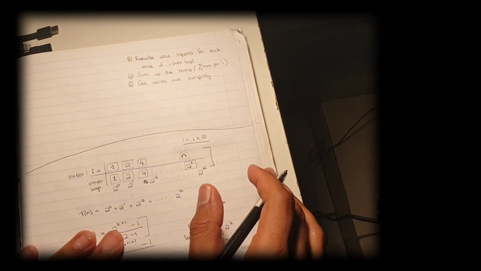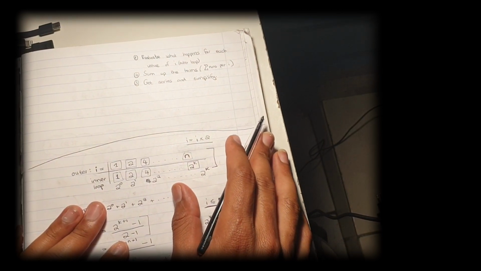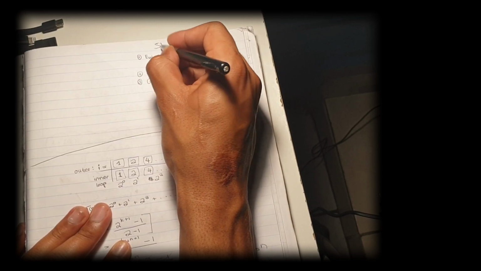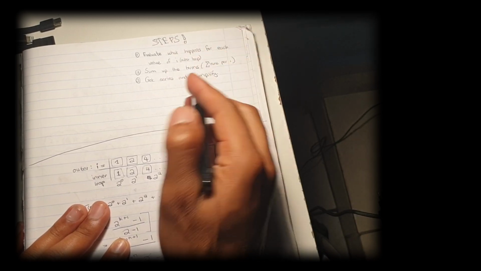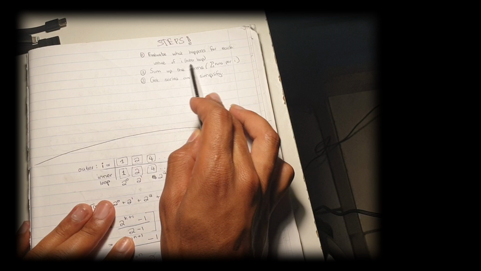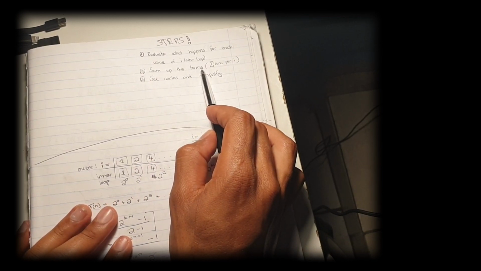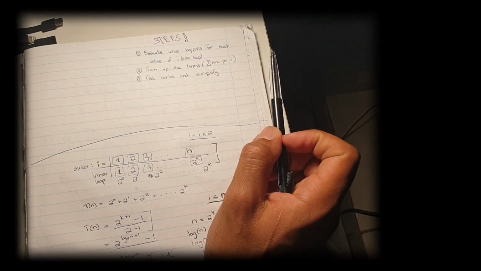Let's close this video down by going back to the steps. Here's the big picture goal, or the big picture mission that we're after. The steps: we're going to evaluate what happens for each value of i in the outer loop. You're going to sum all those terms up, you're going to get your series, and then you're going to simplify.